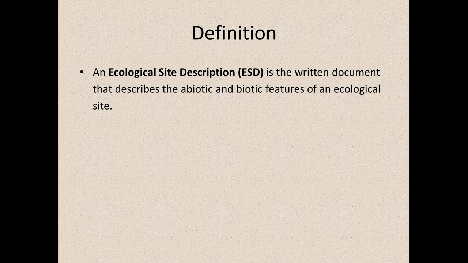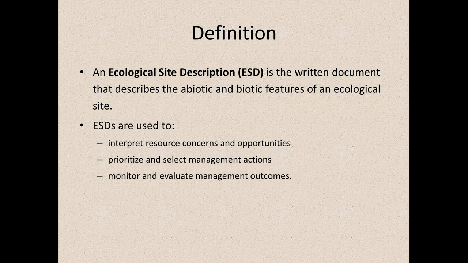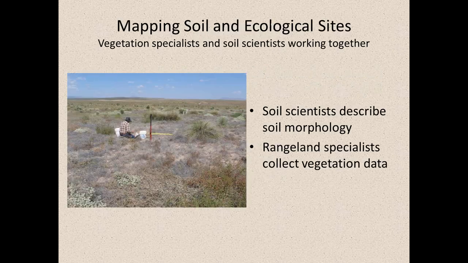Now, the second definition is an ecological site description. It's actually the written document that describes the abiotic and biotic features of an ecological site. ESDs are used to interpret resource concerns and opportunities, prioritize and select management actions, and monitor and evaluate management outcomes.